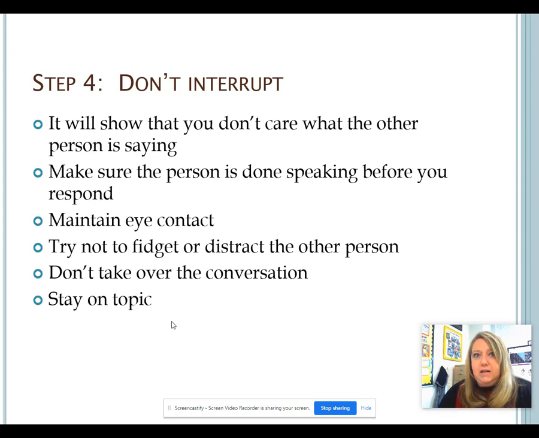Maintain eye contact so we're still looking at the person. Try not to fidget or distract the other person. And don't take over the conversation because there's 2 people. We have to take turns. Make sure that you stay on topic. Don't change the subject.